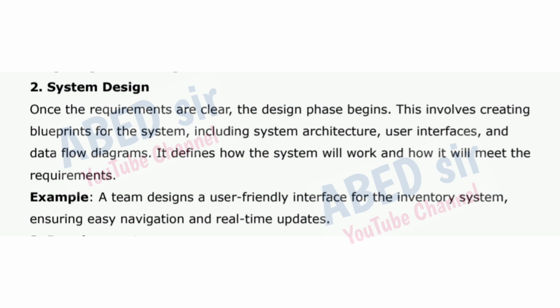2. System design. Once the requirements are clear, the design phase begins. This involves creating blueprints for the system, including system architecture, user interfaces, and data flow diagrams. It defines how the system will work and how it will meet the requirements. Example, a team designs a user-friendly interface for the inventory system, ensuring easy navigation and real-time updates.